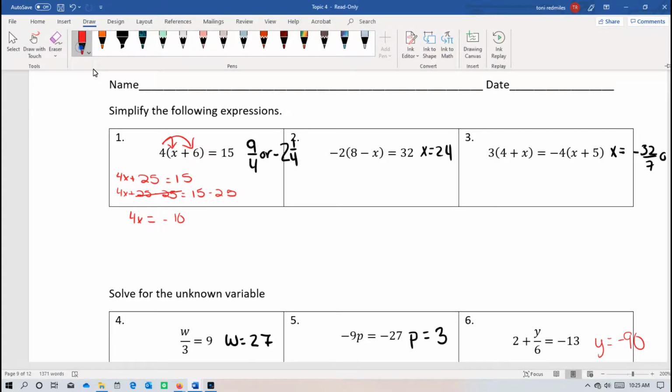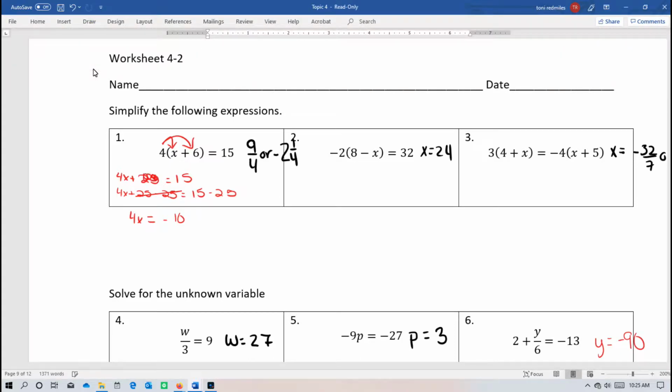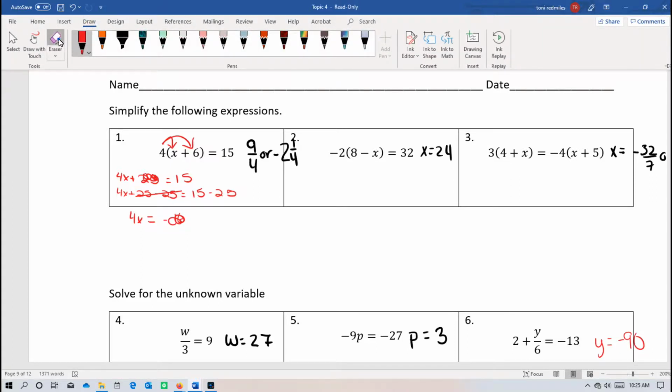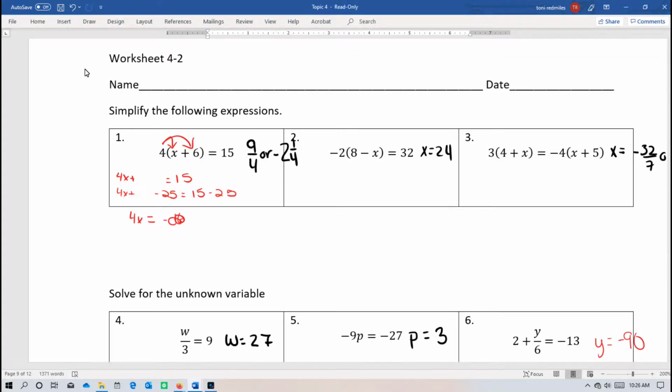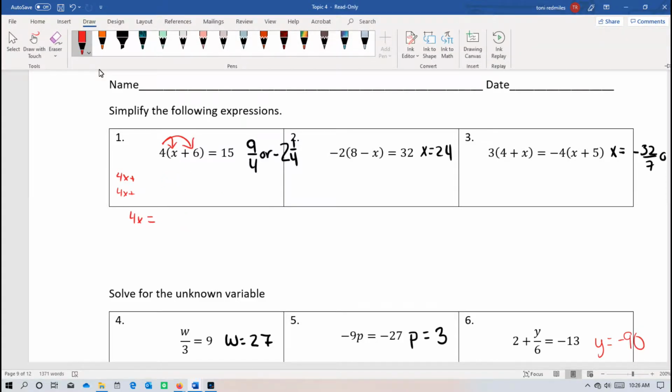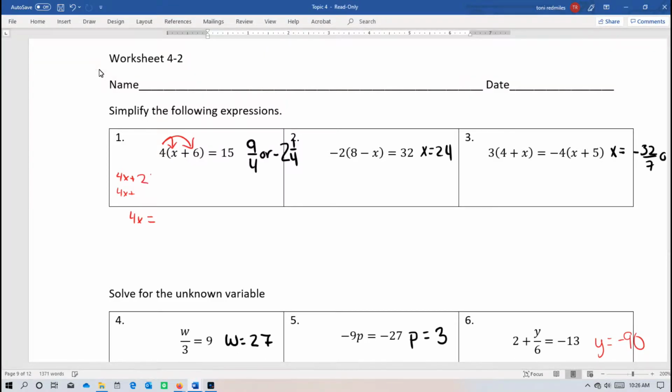Except I do believe we might have a negative sign in here that I forgot. All right, let's try this again. All right, 4 times 6 is 24, not 25. So to get rid of it, I got to subtract it from both sides, right? Because that will get rid of it, because these are going to go to 0.